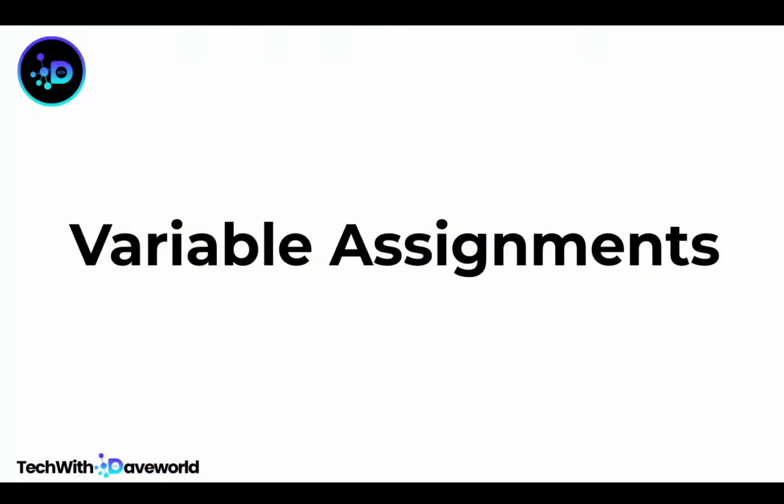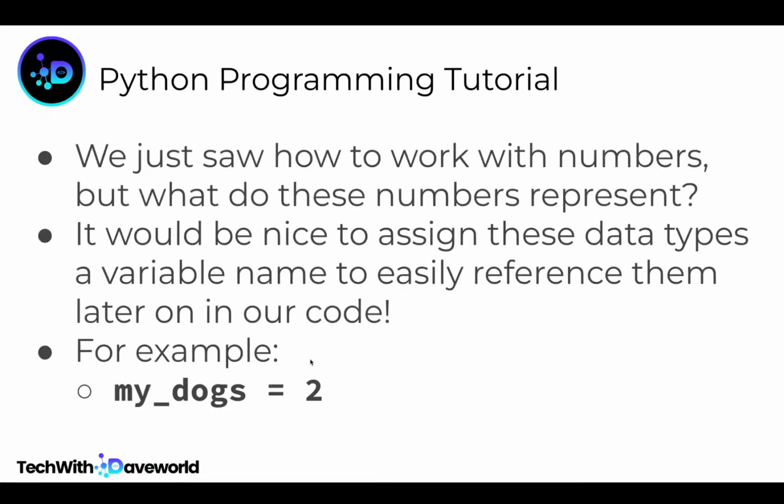But before we start writing our code, let's take a look at what variable assignments are. We already saw how to work with numbers, but what do these numbers represent? For example, I can go ahead and perform arithmetic operations over and over again, but basically all of those data are not stored somewhere.